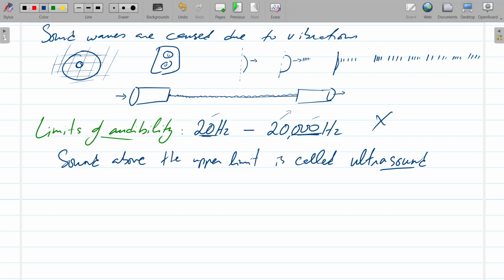Okay, now we'll get to, we've talked about the speed of sound, and we'll talk about ultrasound later. So now let's talk about reflection of sound and echo.